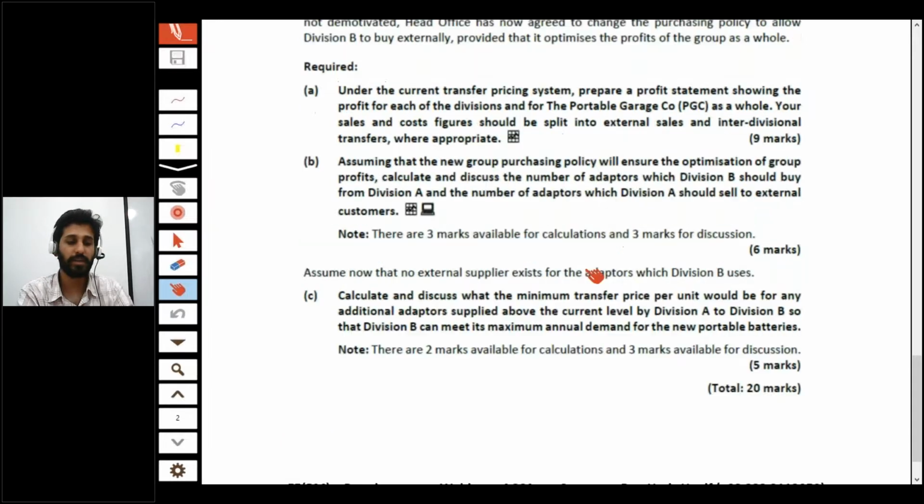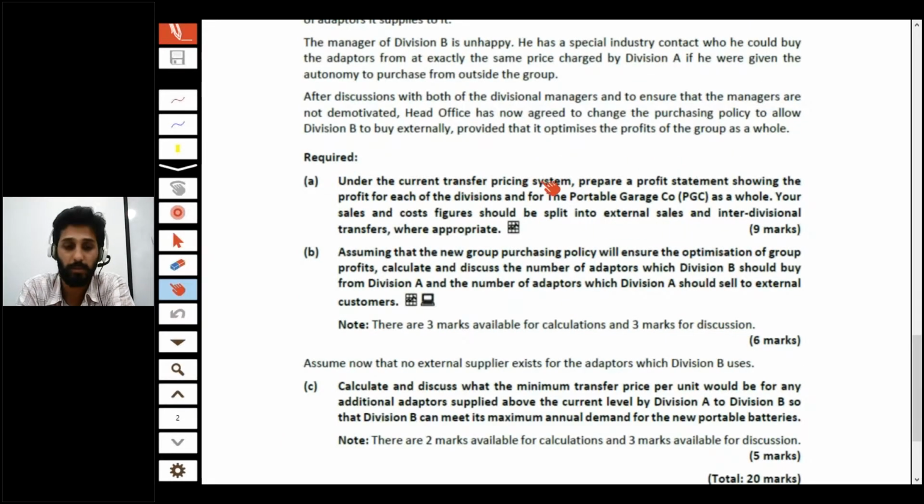First of all, it is saying that under the current transfer pricing system, prepare a profit statement showing the profit for each of the divisions and for the portable garage company PGC as a whole, the group as a whole, right? Your sales and cost figures should be split into external sales and interdivisional transfer.